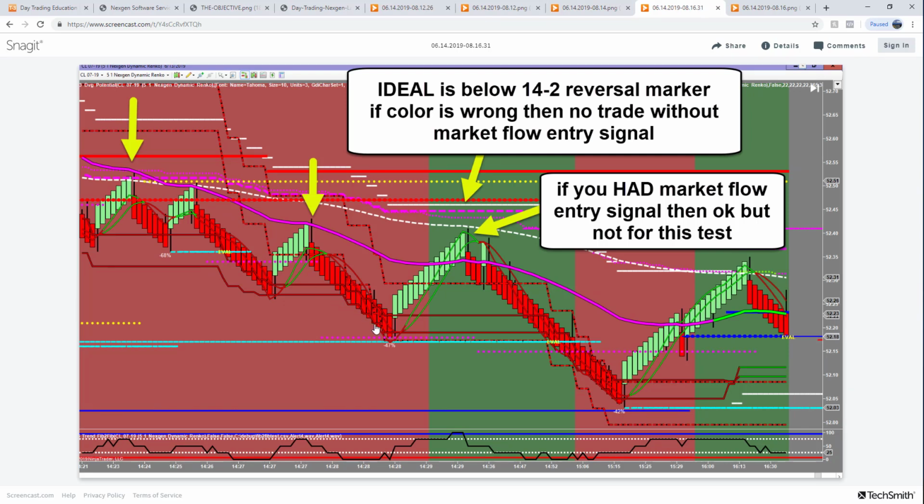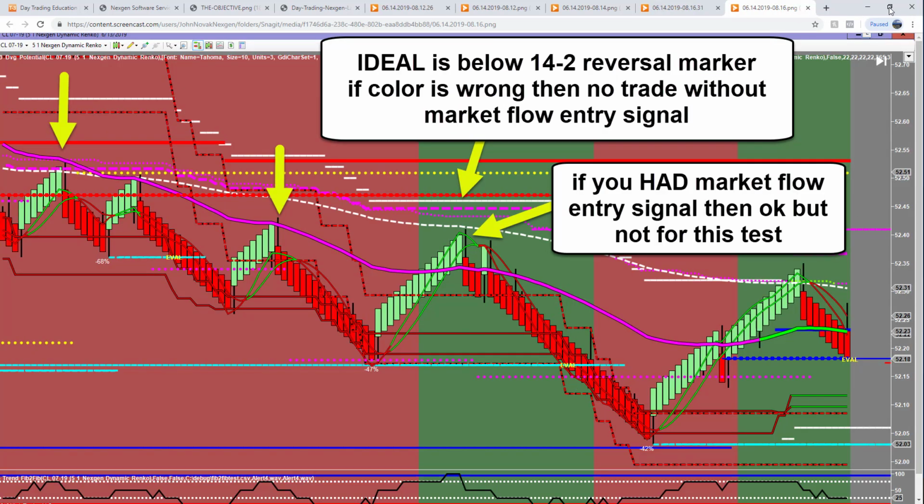If we're still below the 14.2 reversal bar marker and the color is correct, we'll do trades. If we're still below the 14.2 reversal bar marker and the color's wrong, we'll recognize it and talk about it, but we're not going to switch to the market flow chart. But if there was a market flow signal here, obviously that's another good opportunity for you. So those are the rules, really simple.